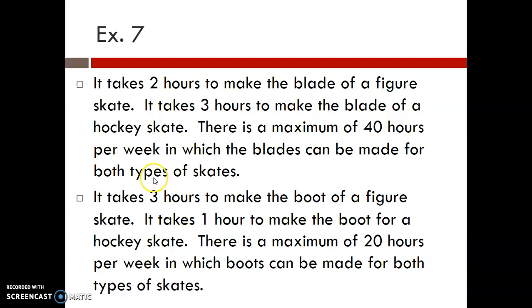So there's a maximum of 40 hours per week in which the blades can be made for both types of skates. All right, now in the second part here, it says it takes 3 hours to make the boot of a figure skate, and it takes 1 hour to make the boot for a hockey skate.